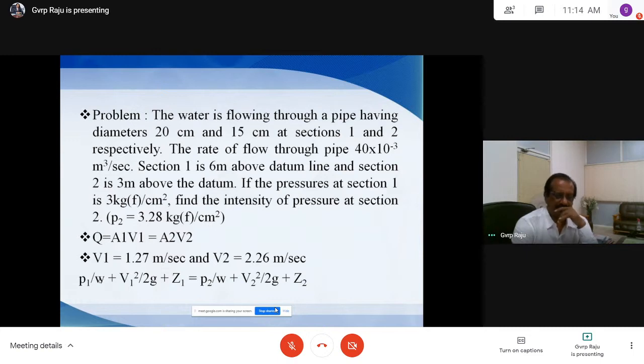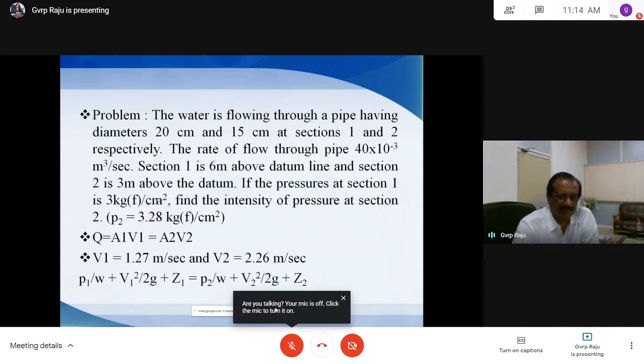The specific weight of the fluid in the MKS system is 1000 kg force per meter cube. So 3 into 10 power 4 kg per meter square by 1000. V1 is 1.27, so 1.27 square by 2 into 9.81. And what is Z1? Z1 is the datum here. Section 1 is 6 meters above the datum line, so Z1 is 6 meters.